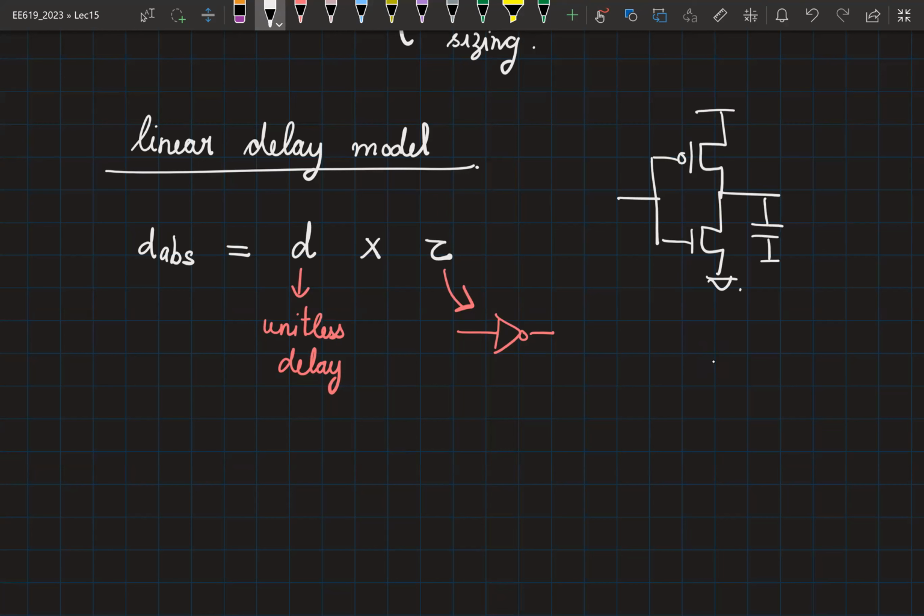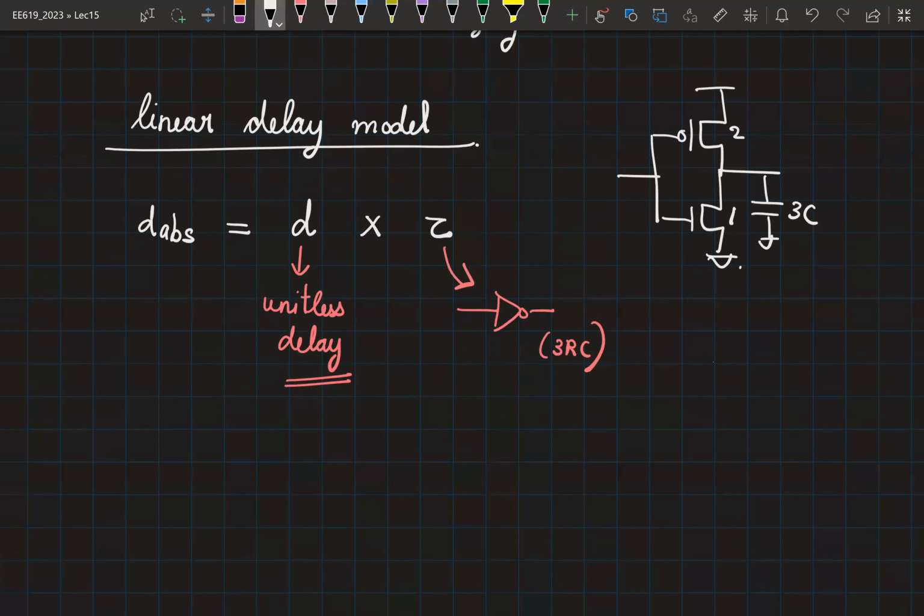If this capacitance is 3C, because it is sized as 2 and 1, what is the delay? 3 RC. So this is basically 3 RC, but for that particular node. So now you can implement the same circuit across all technology nodes. The unitless delay is going to be the same. The tau is going to vary. Therefore, you can multiply the unitless delay with tau to find out the delay in every node.